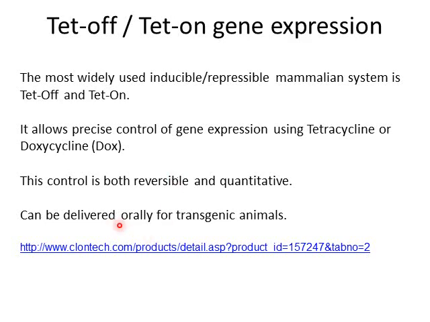And importantly, it's also possible to deliver these things orally to transgenic animals. So if you're trying to create a mouse which has the expression of a particular gene controlled by this system, you can feed the animal these things and turn on that gene expression or turn it off. So the link here at the bottom is actually a link to a company's website which gives you more details about how this system works.